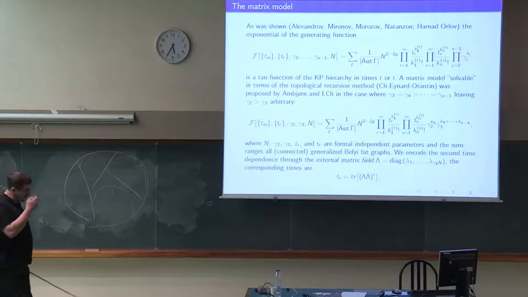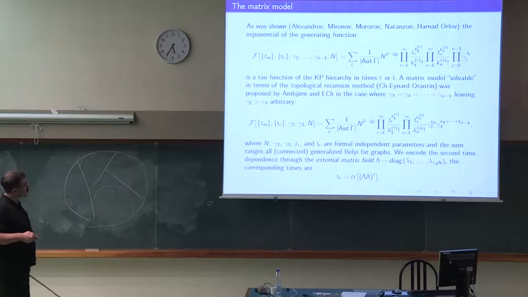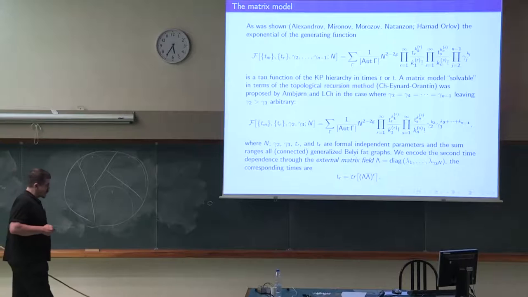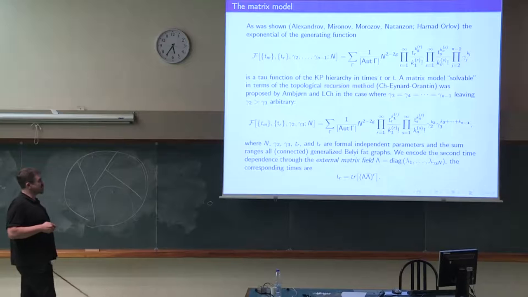So it turned out that in order to produce a matrix model that can be described and solved using the topological recursion method, we proposed to consider the case where all these gammas are equal besides just gamma 2, and it's also useful to impose the restriction that gamma 2 is bigger or equal to gamma 3. In principle, we may also consider a situation when these gammas are equal, but it will just give some different model.